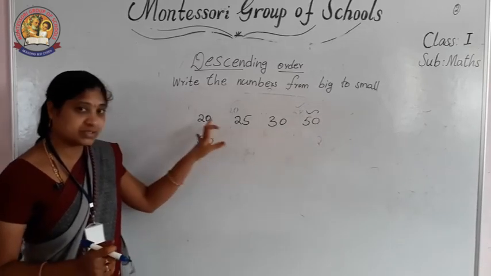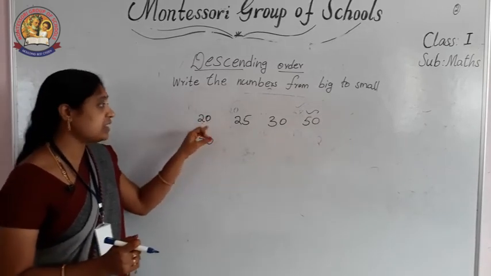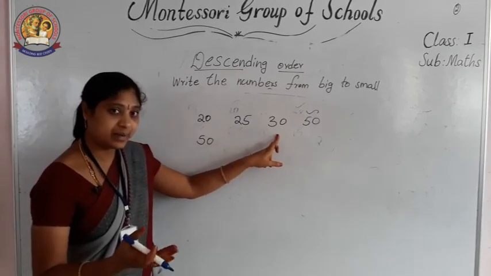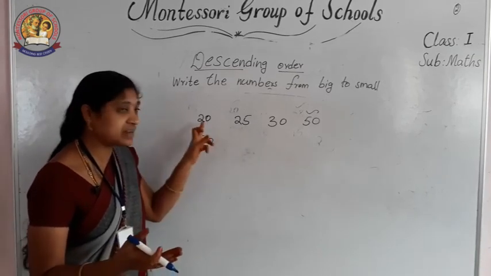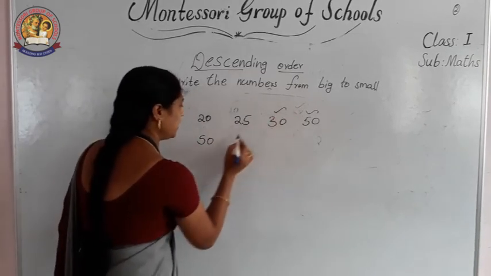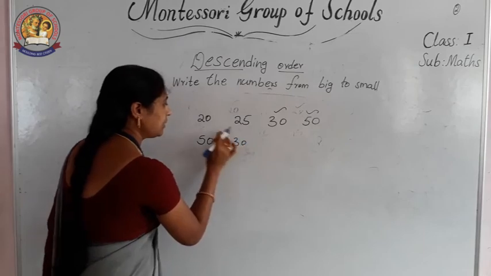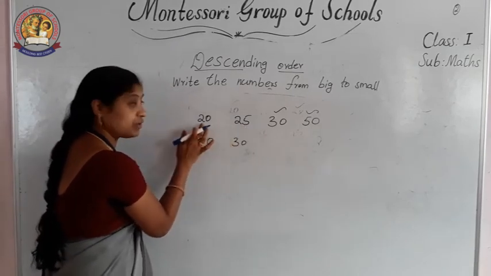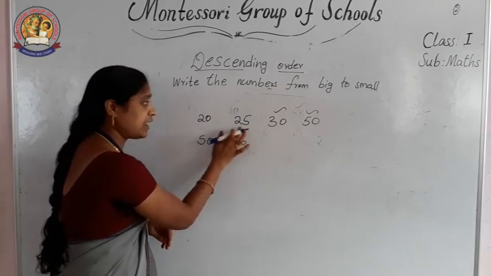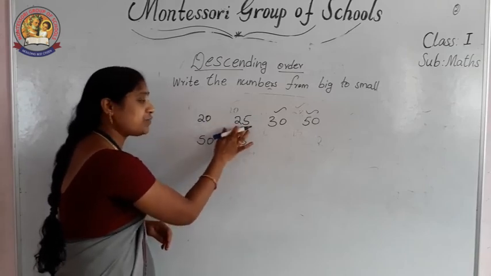Again 3 more numbers are there. In 3 numbers, here 20, 25, 30. Tell me students, next in these numbers, which one is the big? Yeah, 30. Select 30. Write here 30. Again only 2 numbers are there. That is 20 and 25.